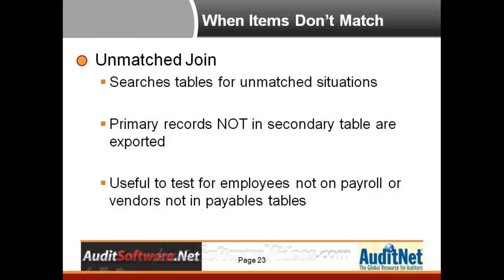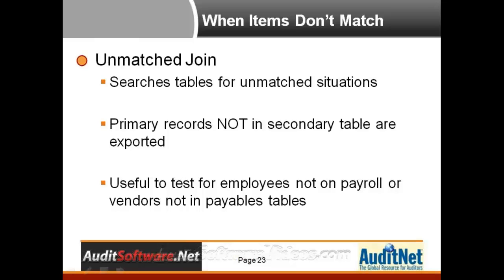The unmatched join will search through the primary table in relation to the secondary table, and it'll carry over primary records that are not in the secondary table. So you basically have primary records not in the secondary table produced as a final table. It's a great test if you want to look for, say, employees not on the payroll, or vendors that are not in the payables table. Again, we would open the payables table first, or the payroll table first, as primary, and match it then to the employee or vendor table, respectively, and then get your final result.